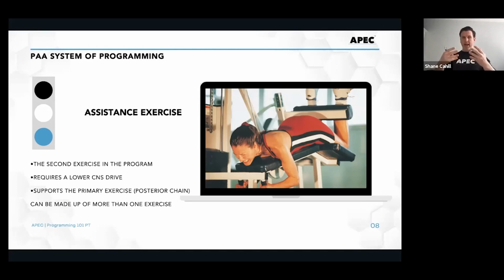So it tends to be in your upper back if it's an upper body exercise, or your glutes, your hamstrings, your hips if it's a lower body exercise. The assistance exercise can be made up of more than one exercise. So you can have two assistance exercises. Both of them should be geared around supporting your client, so the next time they go back to perform the primary exercise, they are better at performing that exercise. Therefore, they are closer to achieving the goal of the program, which is potentially becoming stronger.